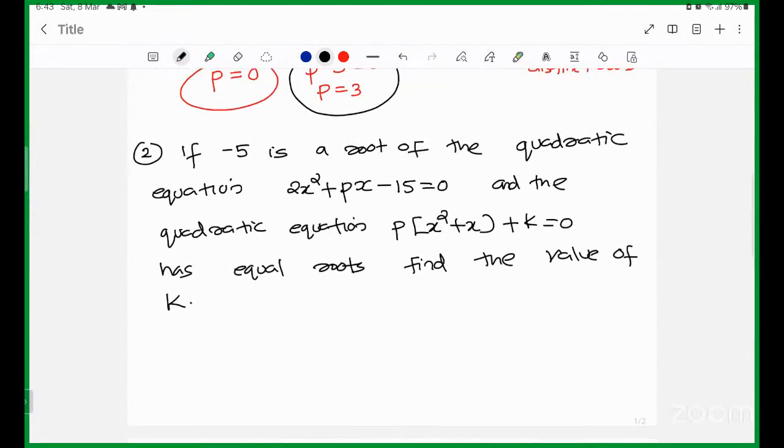Minus 5 is a root of the quadratic equation. That is the first quadratic equation. And the second quadratic equation has equal roots. Then you have to find out the value of k.